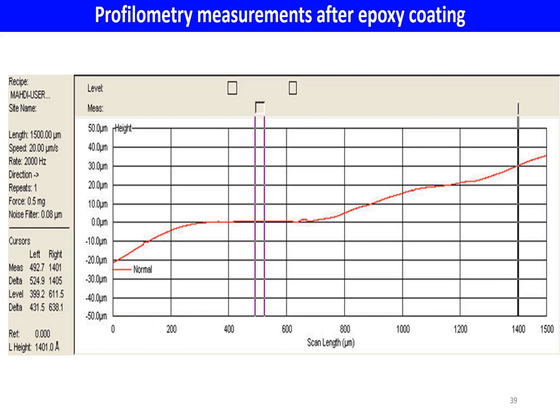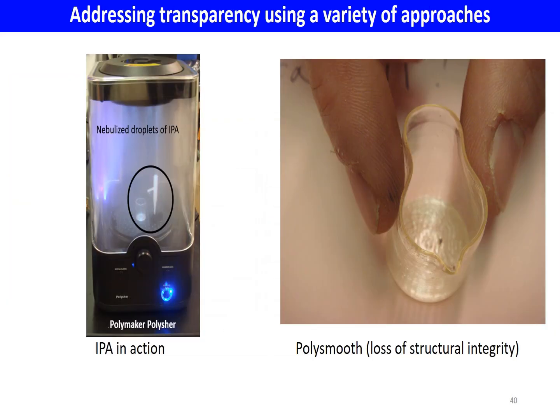A variety of approaches to address transparency. We use a Polymaker PolySmooth using isopropyl alcohol, and this is one structure that's been 3D printed. It has been smoothed, but we lost structural integrity.